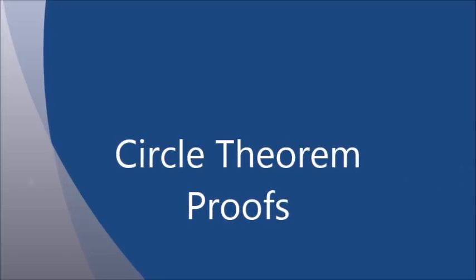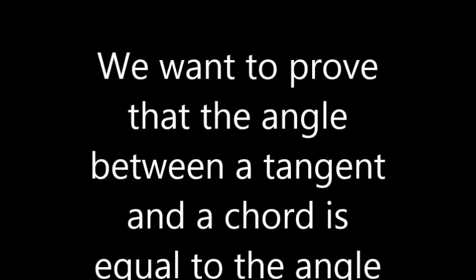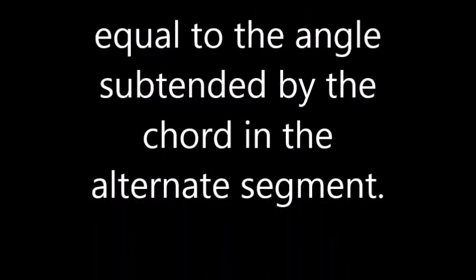Welcome to our circle theorem proofs. We want to prove that the angle between a tangent and a chord is equal to the angle subtended by the chord in the alternate segment.